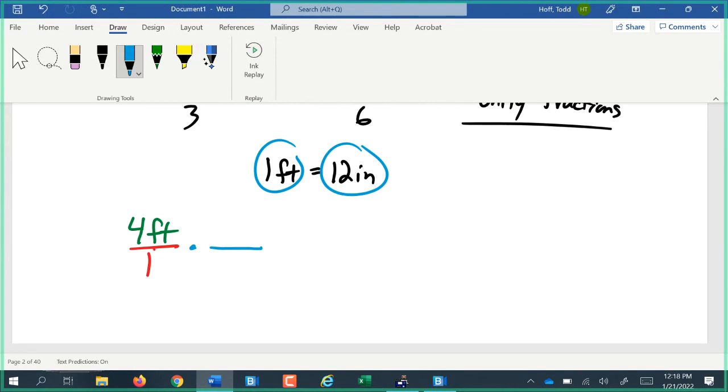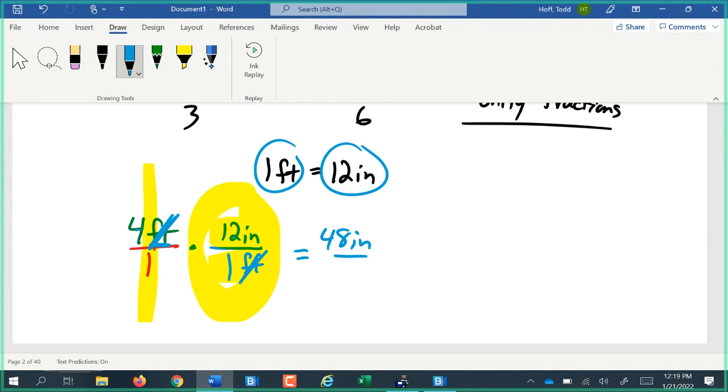So since there's feet here, I'm going to put feet down here because I want them to cross cancel like we were reducing our fractions. So I'll put 12 inches here. Now again, since 12 inches equals 1 foot, this has a value of 1. So multiplying by this will not change the value of our original fraction. So the feet do cancel out. 4 times 12 inches is 48 inches. And on bottom, we double check, 1 times 1 is 1. So 48 inches over 1 is just 48 inches. We use that to make our conversion.